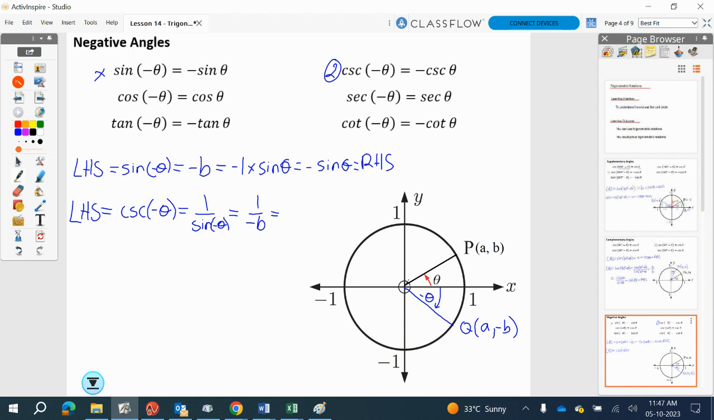Okay, then we look at where we are going with this one. This is equal to minus 1 over b. Now 1 over b is the cosecant of theta at point P. So this gives us minus the cosecant of theta, which is equal to the right-hand side. All right? I think that's a little better, isn't it?